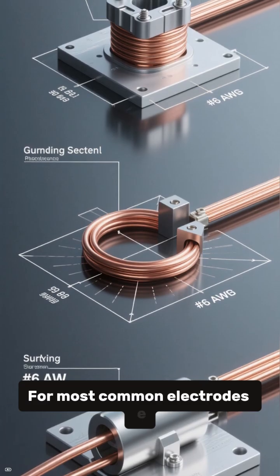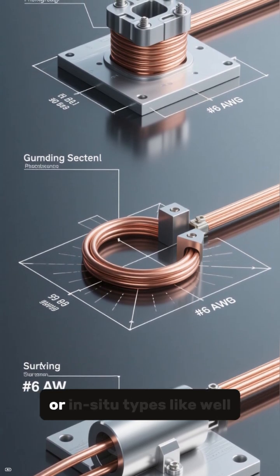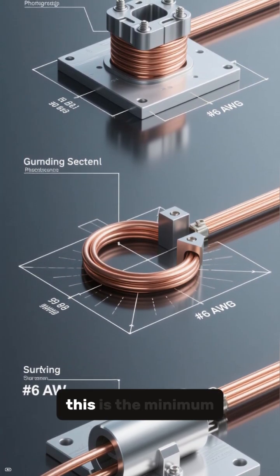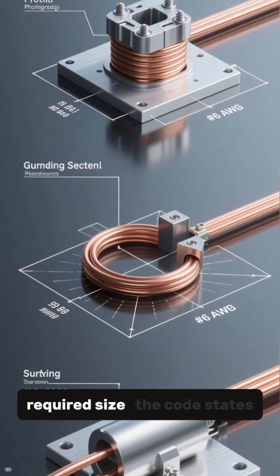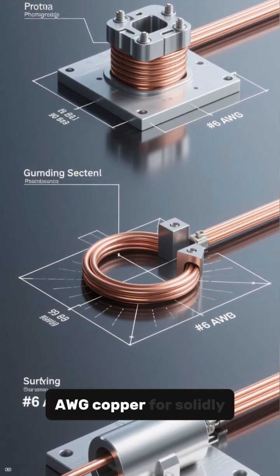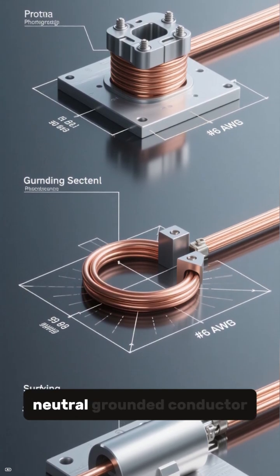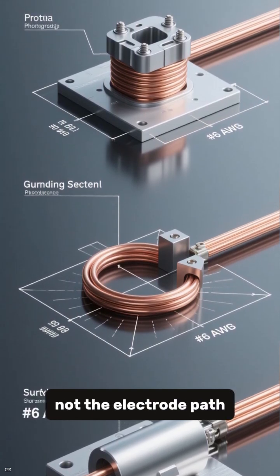For most common electrodes, e.g., manufactured rods or plates, field-assembled bare copper, or in-situ types like well casings, this is the minimum and often the maximum required size. The code states the conductor need not be larger than number 6 AWG copper for solidly grounded systems, as most ground fault current returns via the neutral or grounded conductor, not the electrode path.